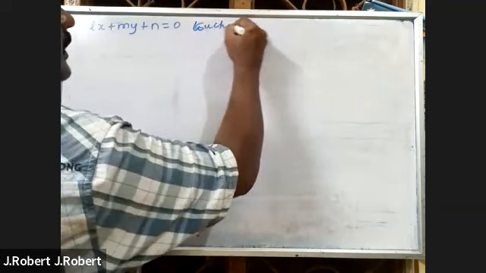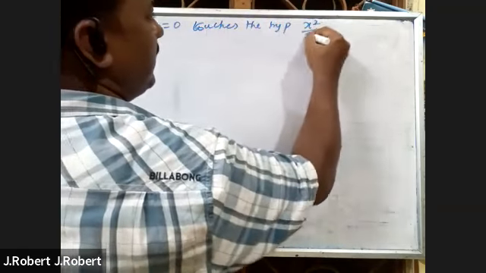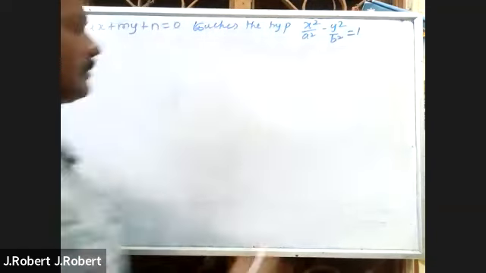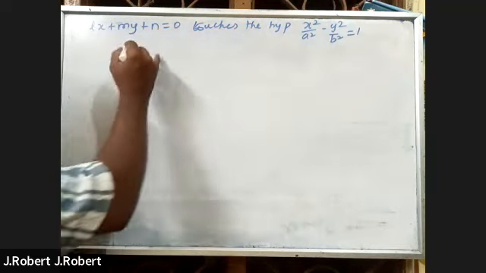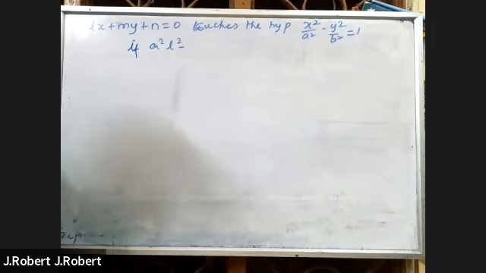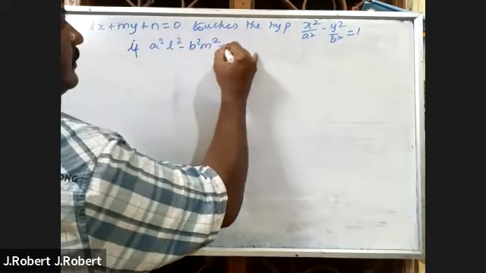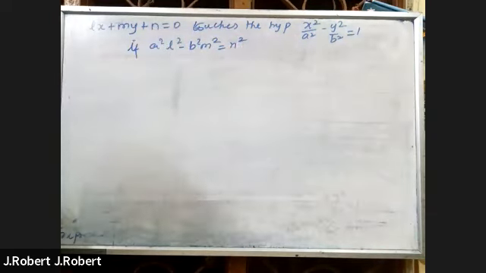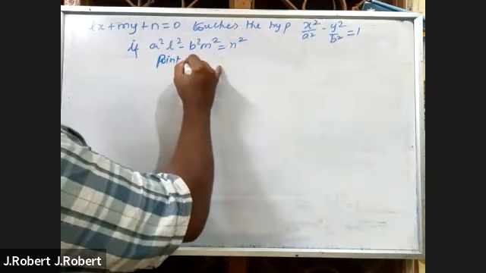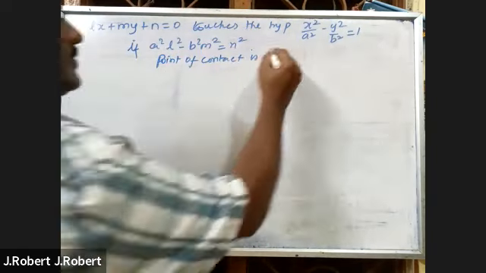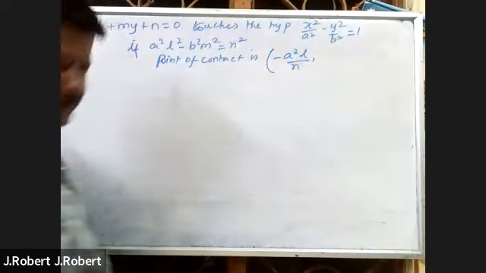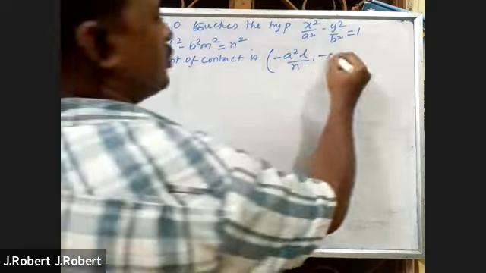Touches the hyperbola x square by a square minus y square by b square equals to 1, if a square l square minus b square m square is equals to n square, and the point of contact is minus a square l by n, comma minus b square m by n.